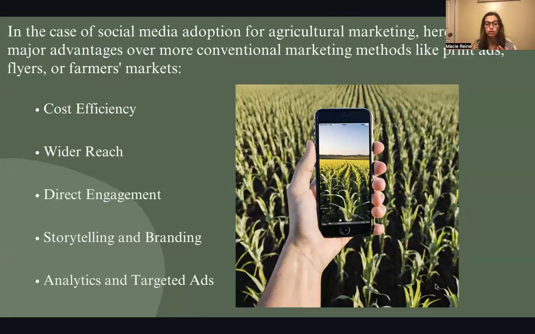Next, we'll talk about storytelling and branding. Social media marketing allows farmers and ag businesses to showcase their day-to-day operations, values, sustainable practices, and create a personal brand. Platforms like Instagram and Facebook give businesses the space to share their story, which can resonate with consumers and also create transparency, which a lot of people appreciate.